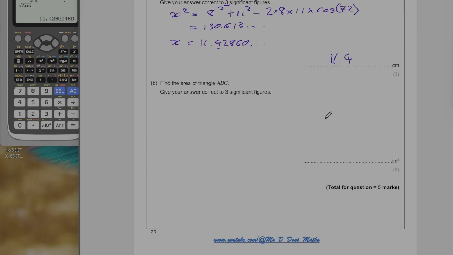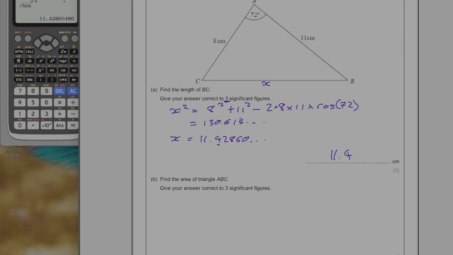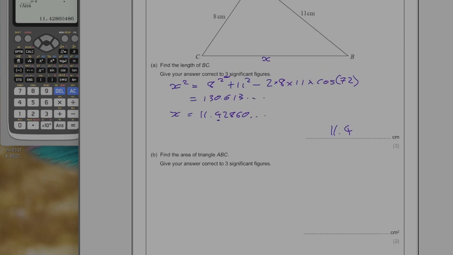Right, part B, find the area of the triangle ABC. Give your answer correct to 3 significant figures. So I don't want to use this answer, but it works quite nicely. The area of a non-right angle triangle is going to be equal to a half of AB sine C.